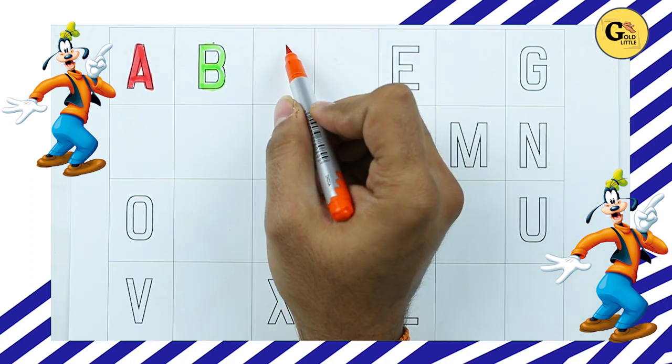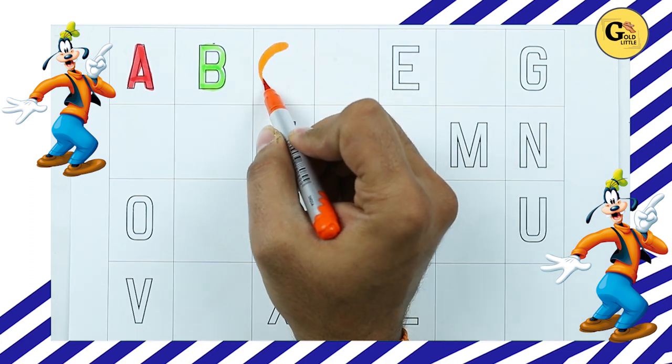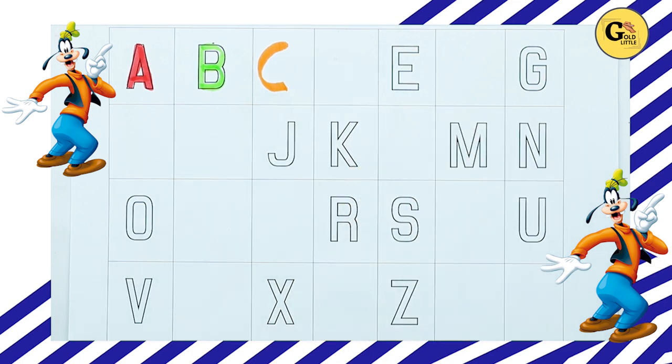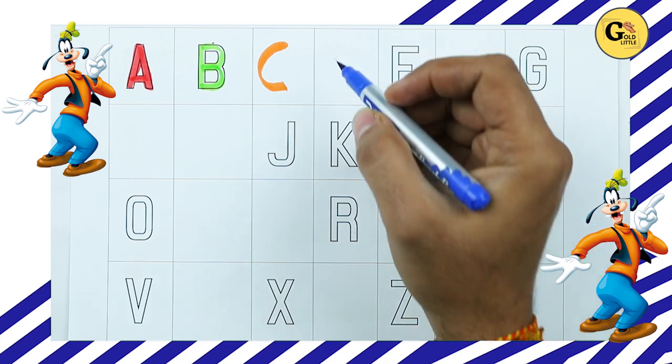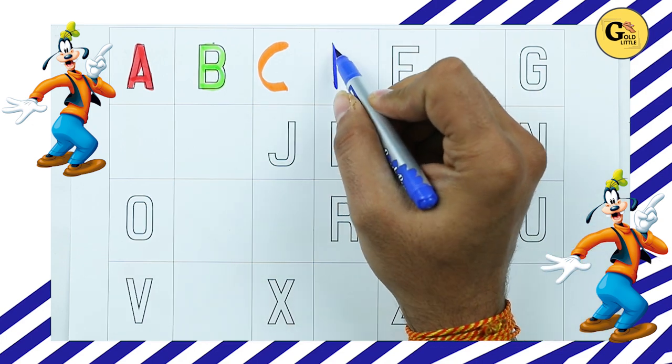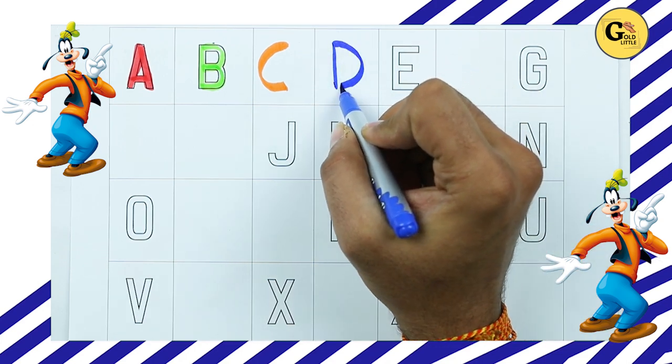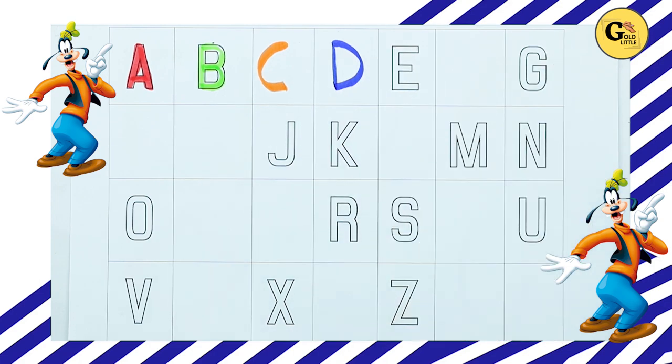C. What's next? C. C for cat with orange color. C for cat. What next? Tell me. Yes, right. D. D for dog with blue color.